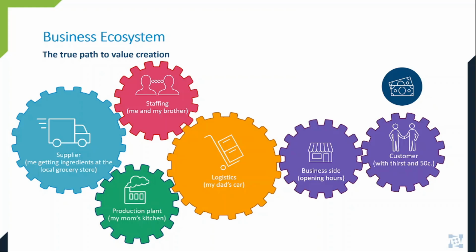If I want to open a lemonade store with my brother, and the goal is that we see some customers that are thirsty, then me and my brother can go to the local grocery store, get some lemons, and then create lemonade in my mom's kitchen, and then get my dad's car to move it to the place where I want to sell it, and then define opening hours and start selling to the customers that are willing to pay for that. And with that, deliver value, and as a result, obviously, we make a little money.